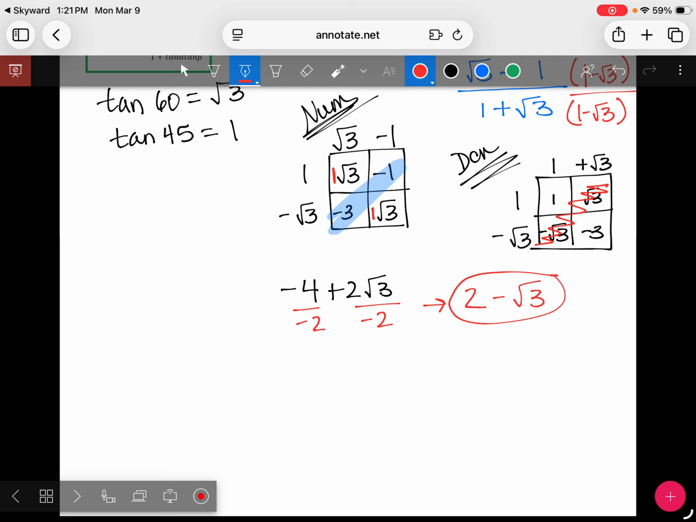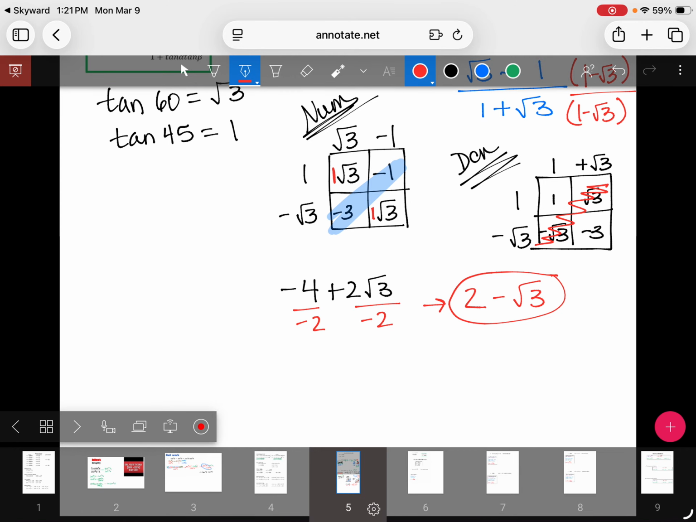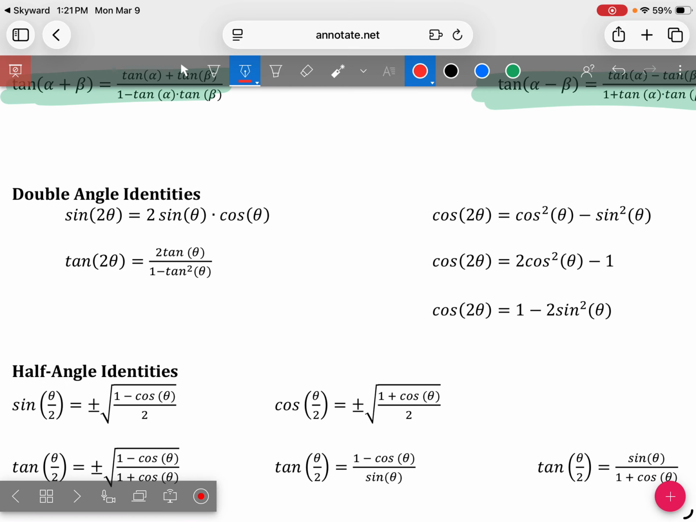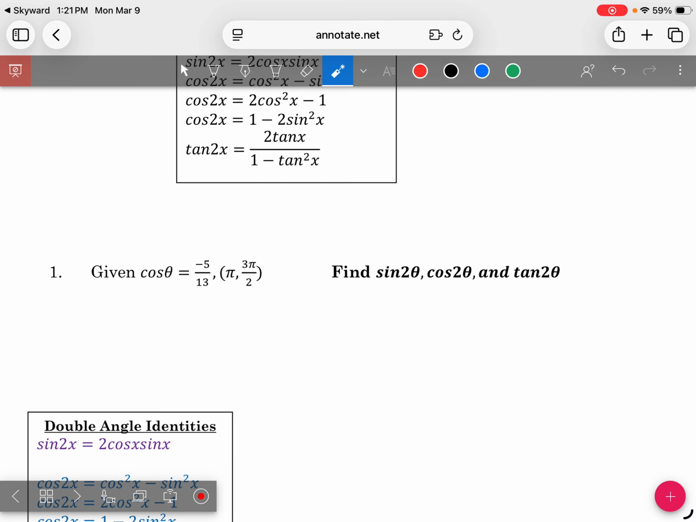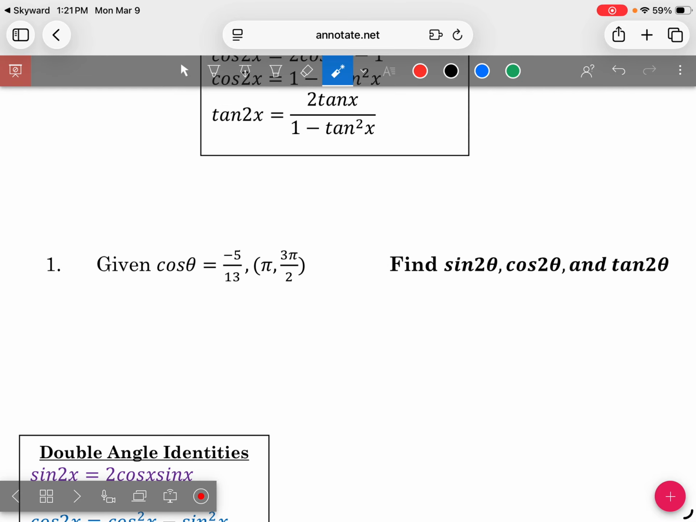Okay, I'm going to skip over the next question, but I want to go to our next set of identities, which would be, now we're going to look at these right here. Notice that we have 3 different options, though, for cosine. So let's go ahead and look at this one here. It says they gave us the cosine. This is just regular cosine. And they want us to find all 3 of these.